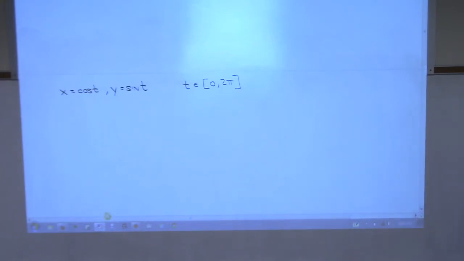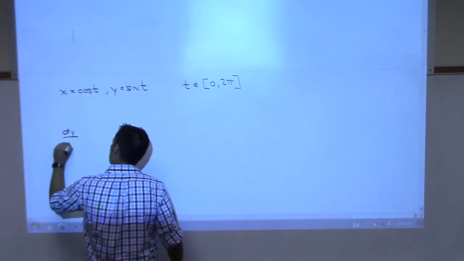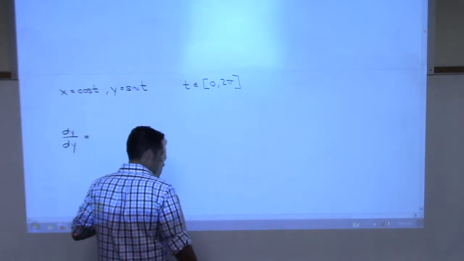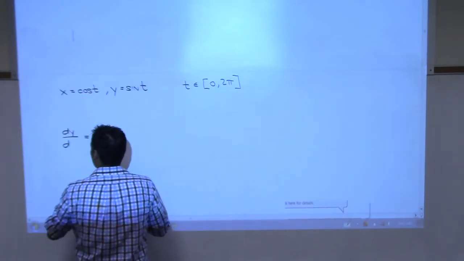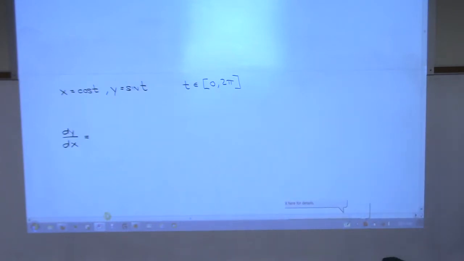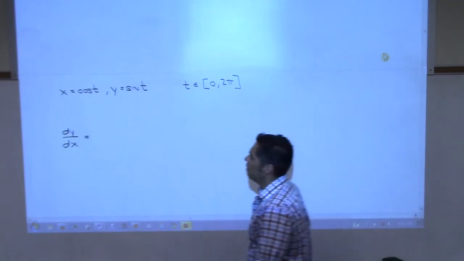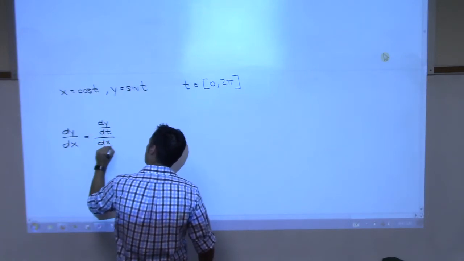Okay? Now, I would like to know the slope of the tangent line at the point root 2 over 2, root 2 over 2. So first, let's find the formula for the slope of the tangent line. dy dx is going to be... I don't know why I wrote dy dt. I meant to write dy dx. The slope of the tangent line should be the derivative of y with respect to t over the derivative of x with respect to t.